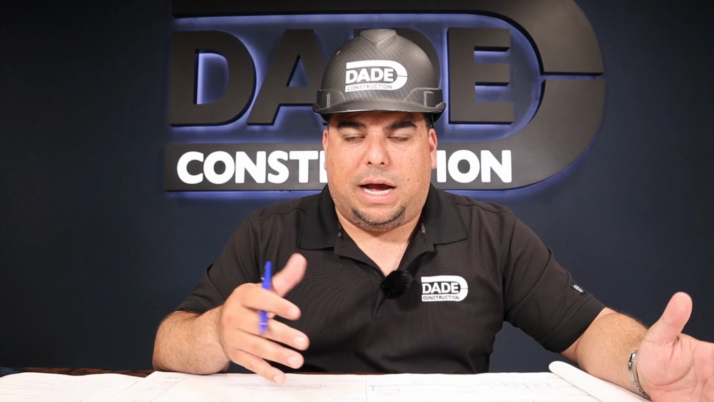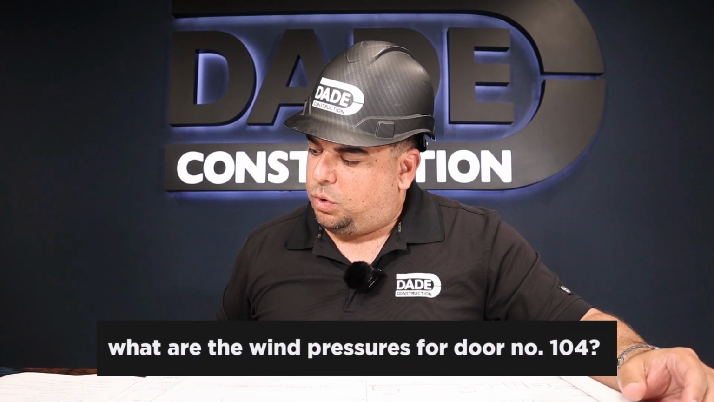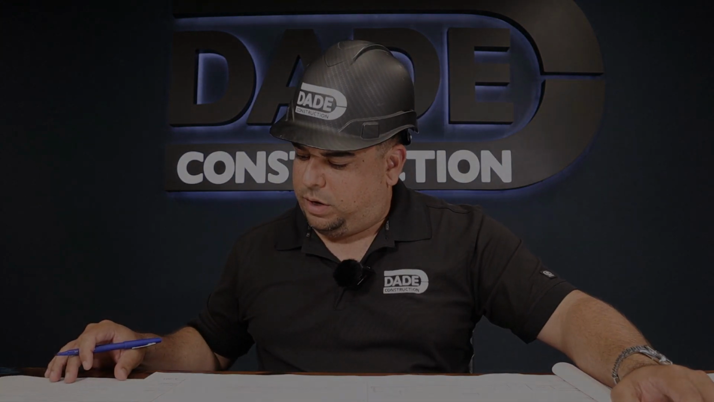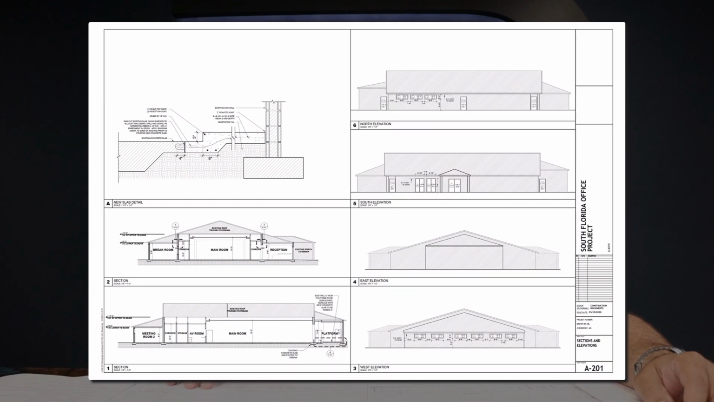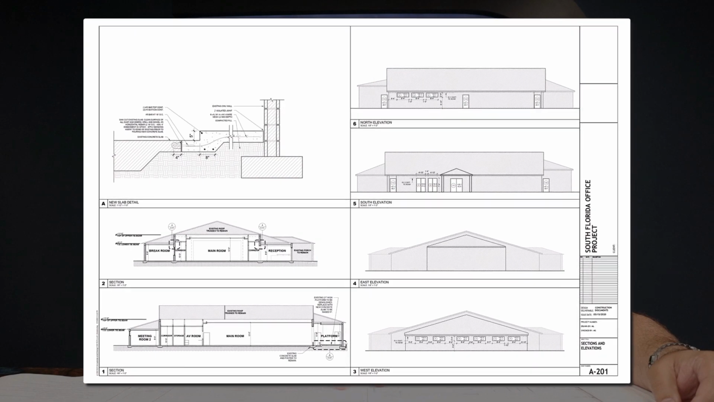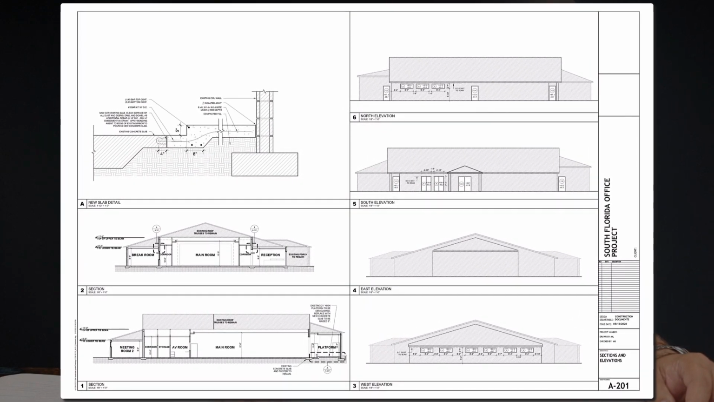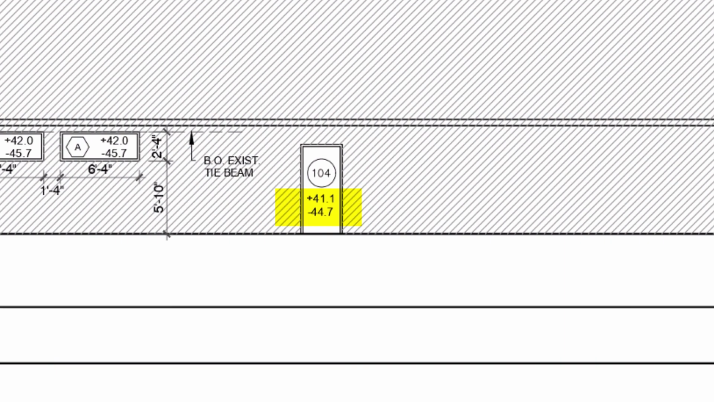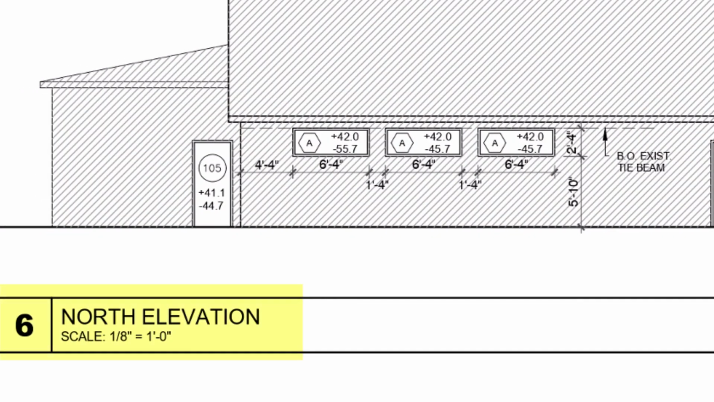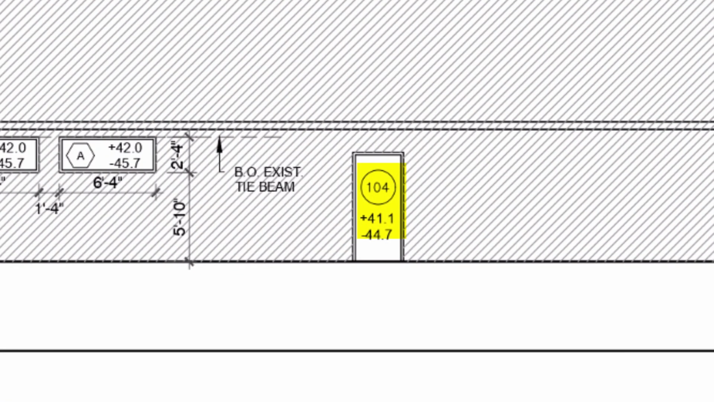All right, so next question, guys. What are the wind pressures for door number 104? Okay, so we go to the sections and elevations, sheet A201, and we're looking for door number 104. So as I go through the plan and I say, okay, where is door number 104? Boom, here it is right here, door 104. Here's your pressures, positive 41.1, negative 44.7. This is on detail number 6, your north elevation. And here you identify the wind pressures on this elevation.